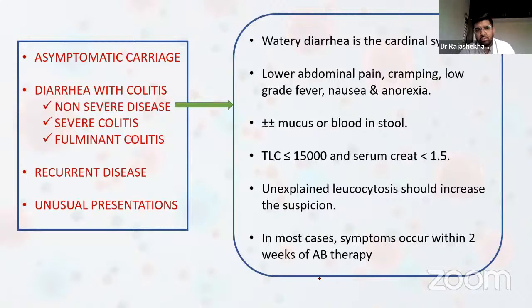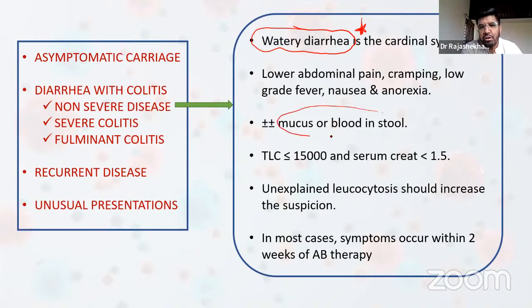So in patients who develop disease, it can present as a non-severe disease where the predominant symptom is watery diarrhea. Many of the students might think it is a colitis, though there may be mucus or blood, so it is usually dysentery. No, it is usually a watery diarrhea. The mucus or blood in the stool may or may not be associated.